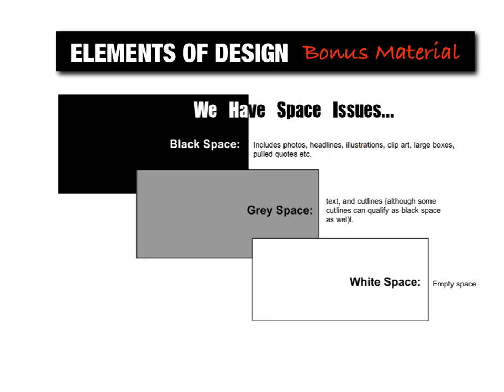This black space term refers to photos, main images, logos. In text, it would be headlines, illustrations, clip art, large boxes, pulled quotes. In video, it's your main titles. It's your main logo. It's your main image. We refer to that as black space. Then gray space refers to body text, to details, to information you break out that way. Gray space in video can also be background elements. If you have a textured background behind your text.